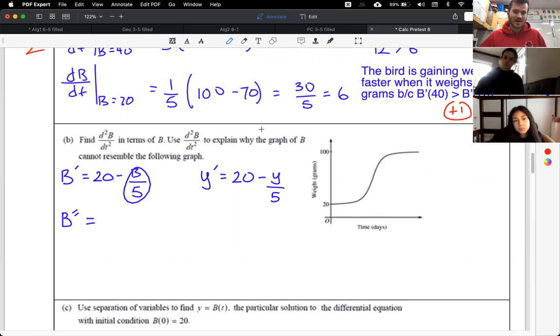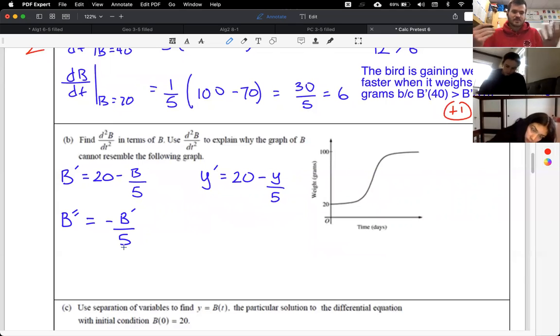Because b is our y variable. It's like saying, take the derivative of y. It doesn't turn into 1. It turns into y prime. So you have to be careful and say, oh, this is really, well, it was negative b over 5 before. Well, now it's negative b prime over 5. All we did was we took the derivative again.